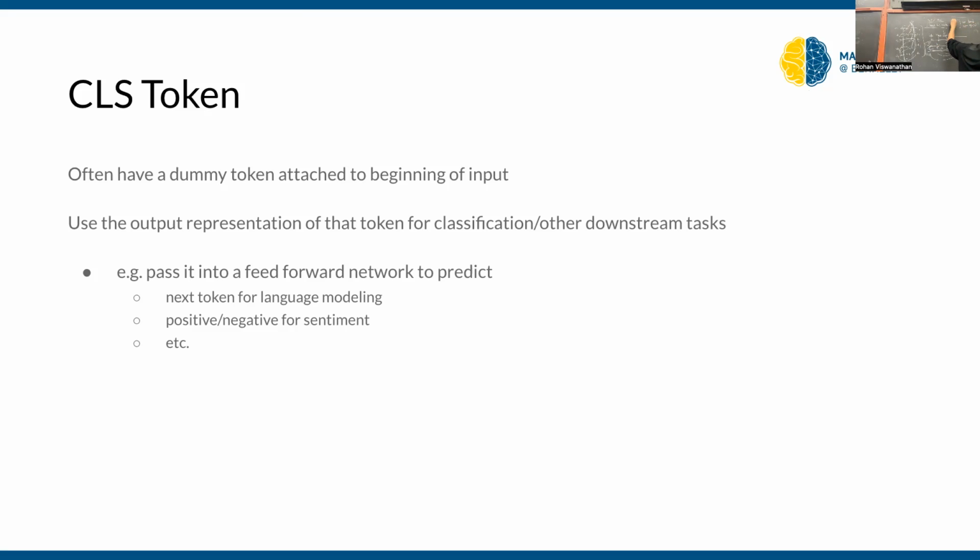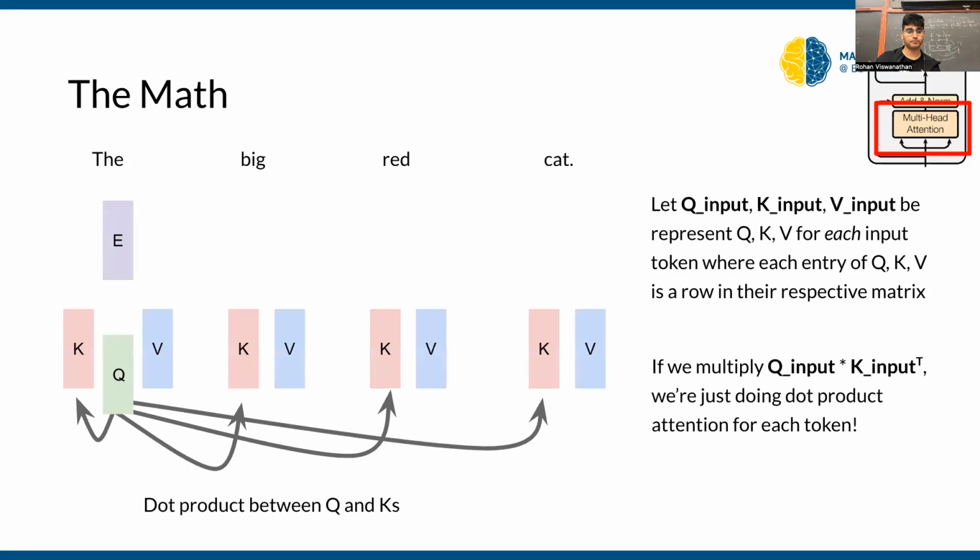So you have a good score and a bad score. That would be an example of sequence to vector, and this could use CLS tokens, where we want to use the output representation of the token for downstream tasks.